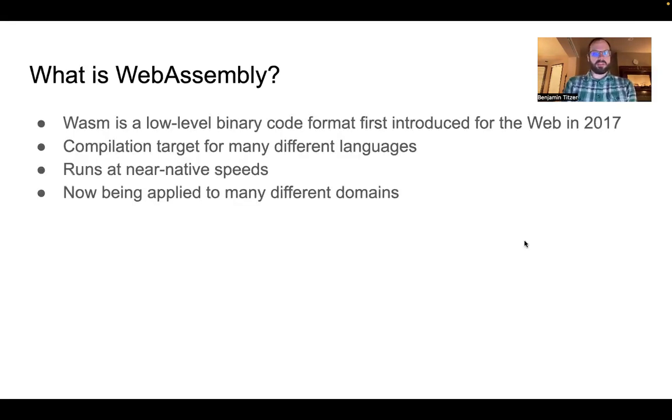So first of all, what is WebAssembly? It's a low-level binary code format first introduced for the web in 2017. It's a compilation target, so you don't write WebAssembly by hand. It runs at near native speeds, and it's now being applied to many other domains, not just the web.